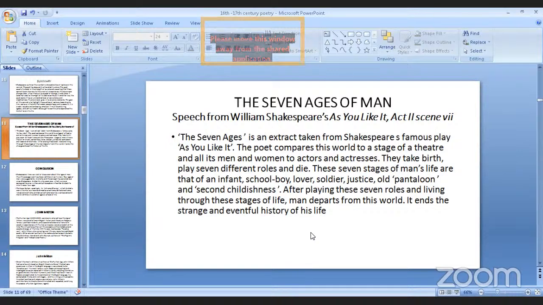Now, these seven stages, that's what the title of this writing says. It's actually a speech, the seven ages of man. Here, these seven stages of man's life are that of an infant, schoolboy, lover, soldier, justice, old pantaloon, and second childishness. After playing these seven roles and living through these stages of life, man departs from this world. It ends the strange and eventful history of his life.